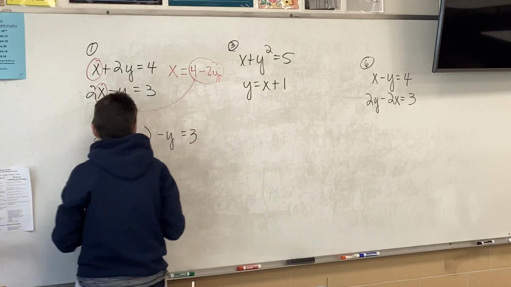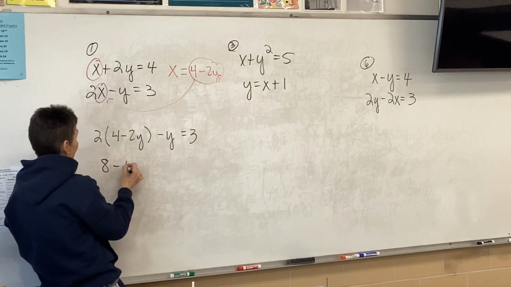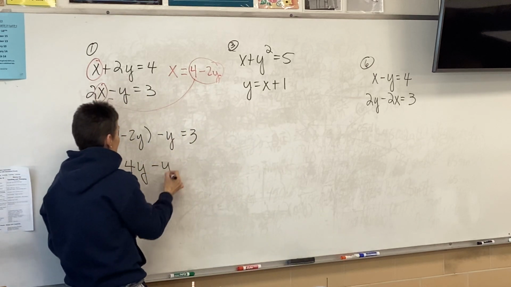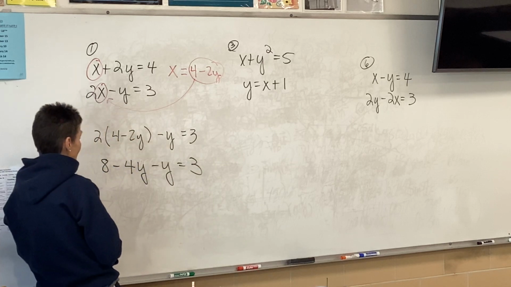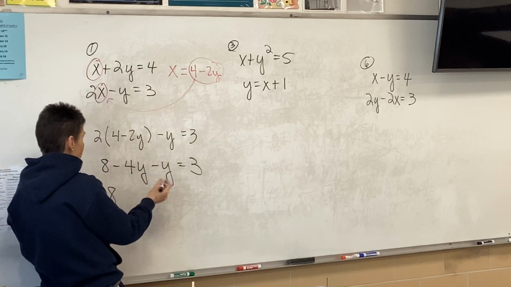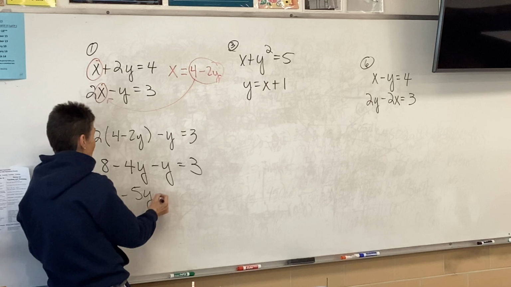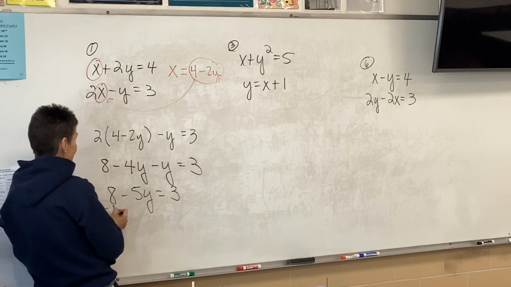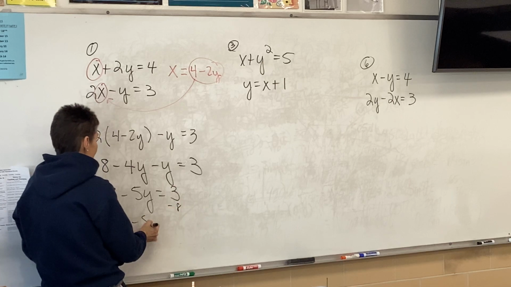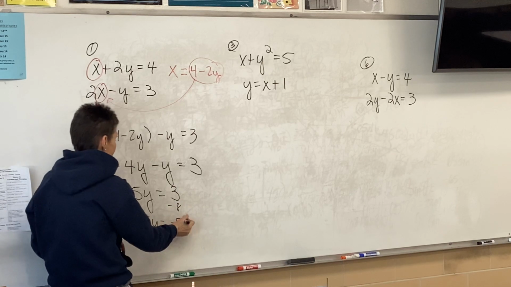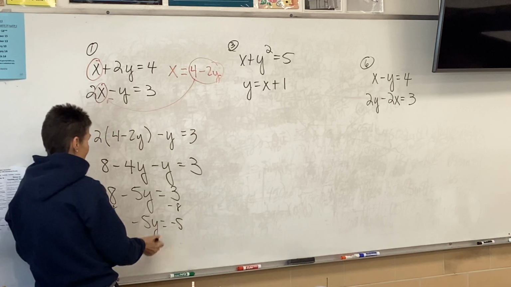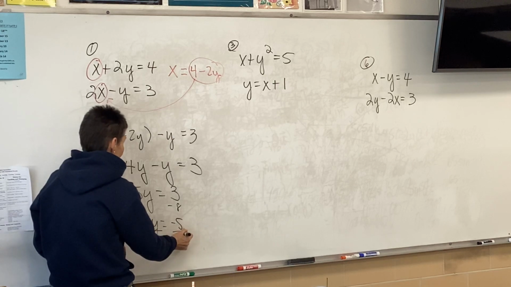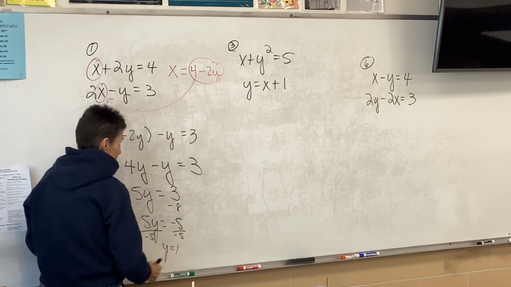Then I'll just do my distributive. 8 minus 4y minus y equals 3. Collect my terms. 8 minus 5y equals 3. Subtract 8. Negative 5y equals negative 5. Divide by negative 5, so y equals 1.